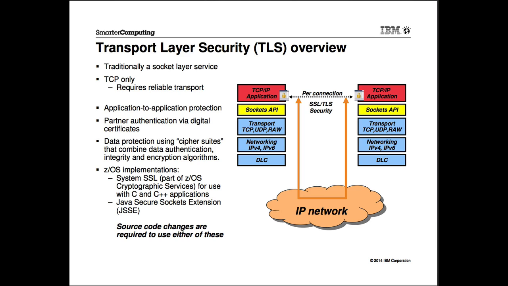And on z/OS, there is a z/OS element called System SSL that's part of z/OS cryptographic services. It's not part of Communications Server. It's an element of z/OS that C and C++ applications can use to do secure sockets layer. And there's also a Java extension. But to use these, you have to change your source code, right? You have to change your socket calls to specify SSL.